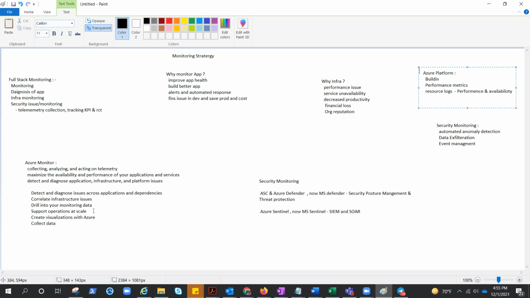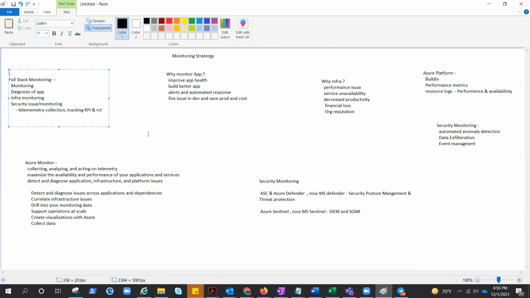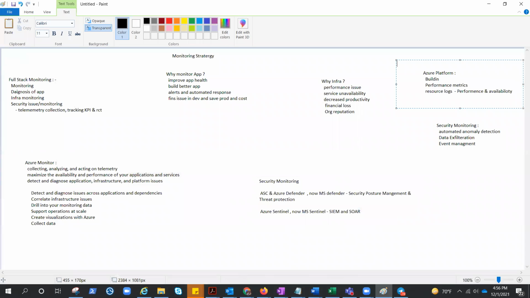So this is exactly what full stack monitoring means. It's not about only the performance and availability of your application and infrastructure, but also the Azure platform. And with the cloud native tool, the built-in capability of Azure, with the help of Azure Monitor, you can get the insights into these, right?